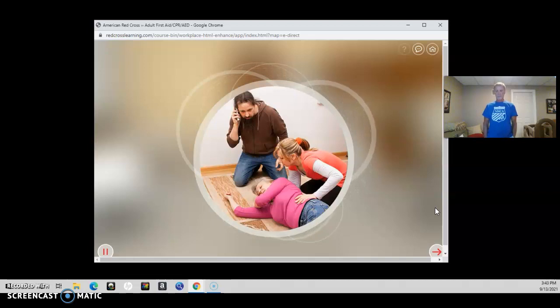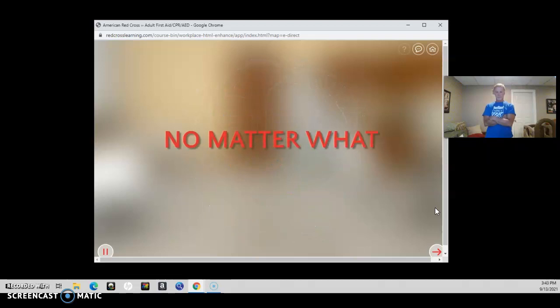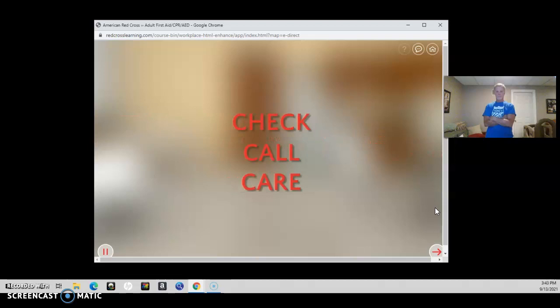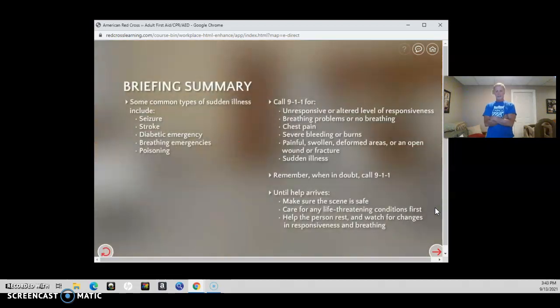Until help arrives, your primary goals are to care for any life-threatening conditions, help the person rest comfortably, and watch for any changes in breathing or responsiveness. Always remember, no matter what sudden illness emergency you're responding to, use the check, call, care process to respond quickly and effectively. That's something we had talked about before, and if you recall SAMPLE, you'll see how that's utilized throughout a lot of these missions. Eventually, when we get to CPR and working with the defibrillator, you'll see it when we look at the ABCD part of the evaluation on a victim.